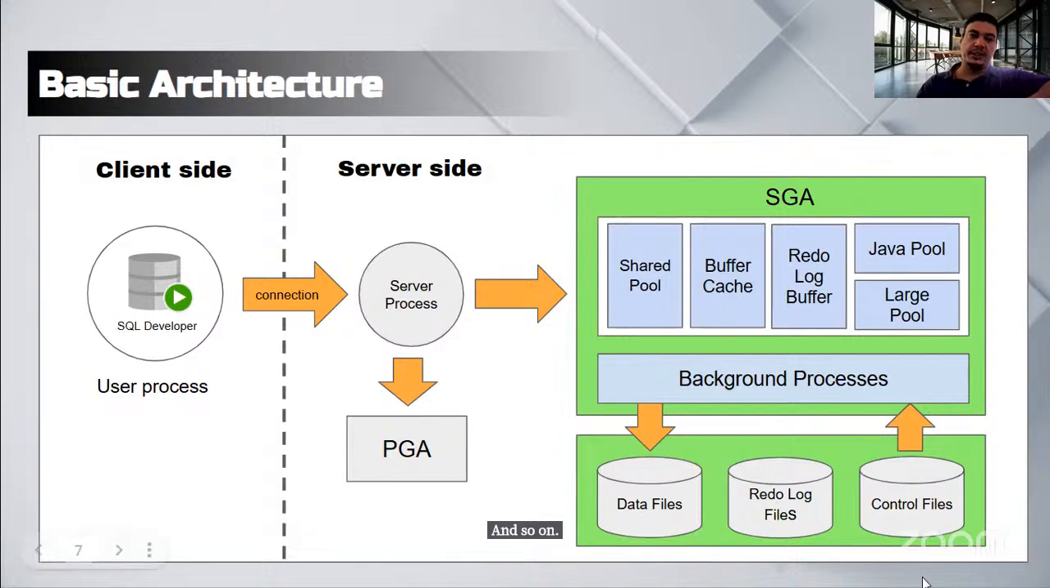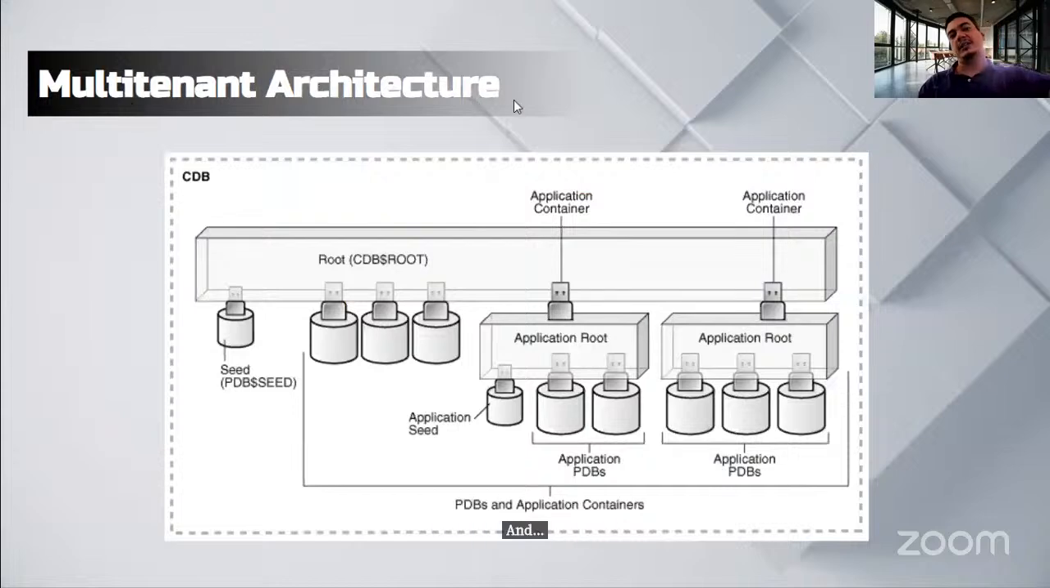Looking at this architecture, you imagine one instance per server. It's true before Oracle 12c. After Oracle 12c, Oracle uses an improved architecture, the multitenant architecture. Each server can have one or more databases.